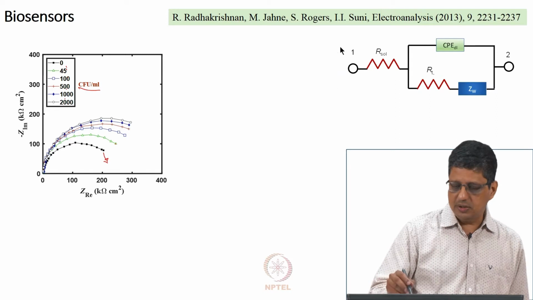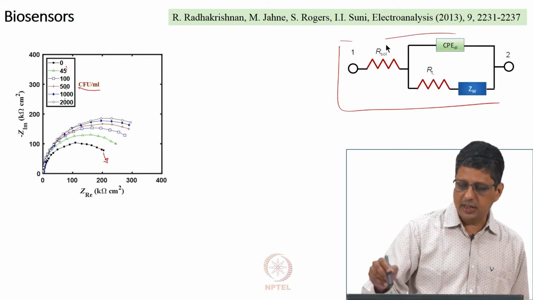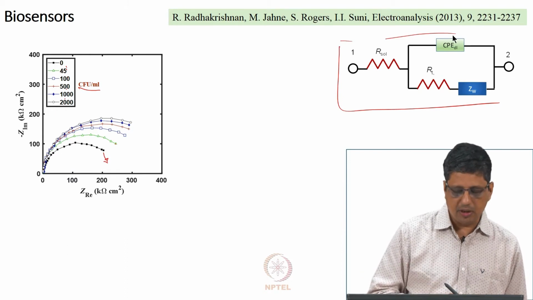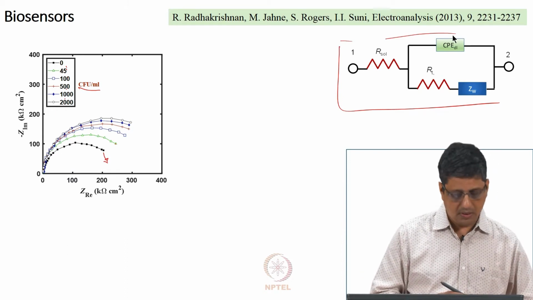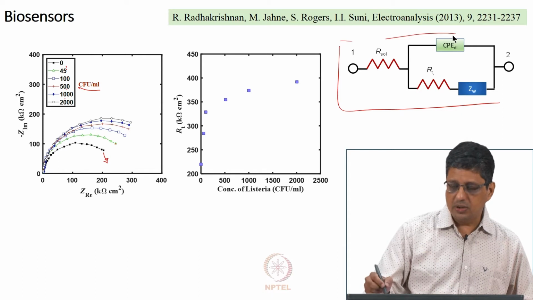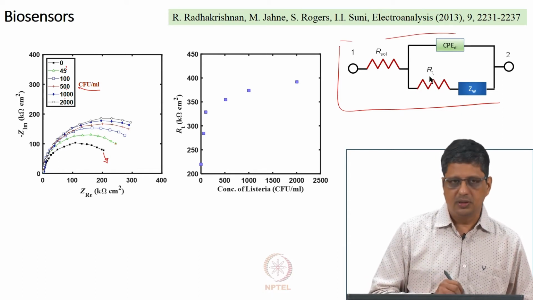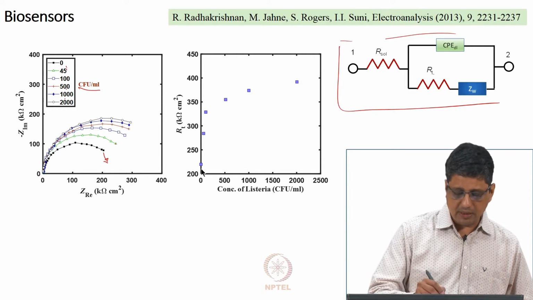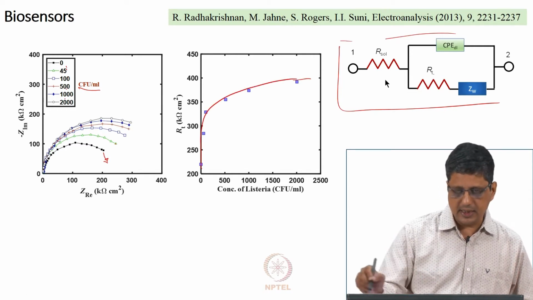And this is modeled using the typical circuit of solution resistance, a CPE, charge transfer resistance and Warburg. What they show is a plot of charge transfer resistance with respect to colony forming units. Again, it forms something like a Langmuir isotherm, although it has not really saturated yet.